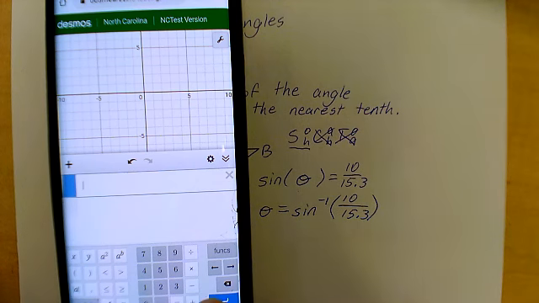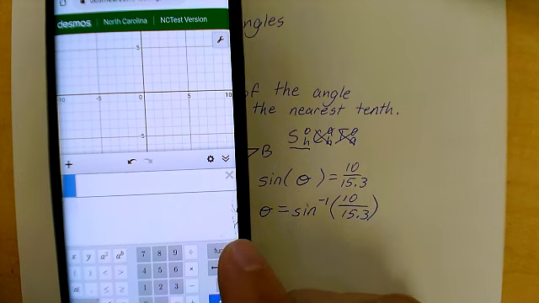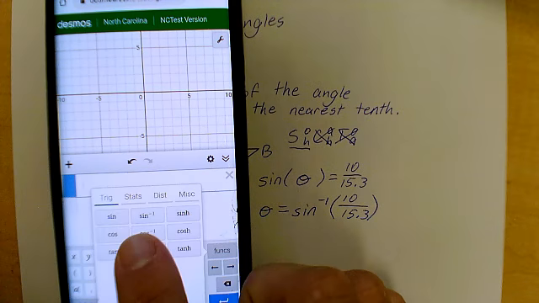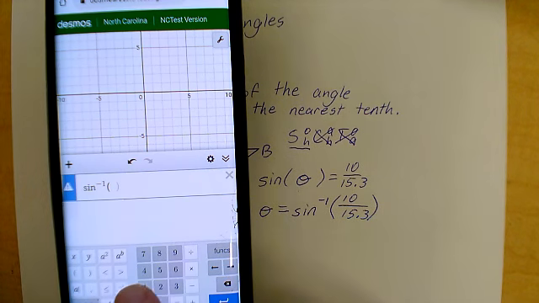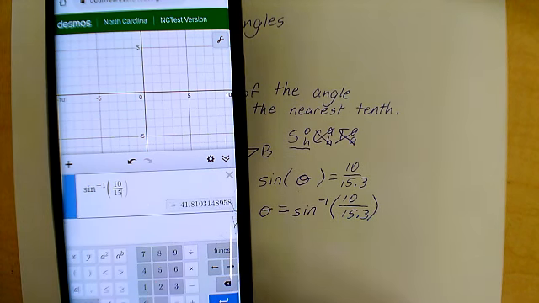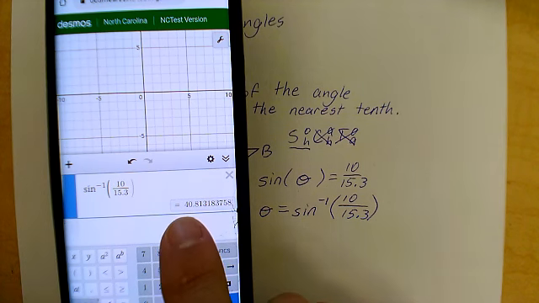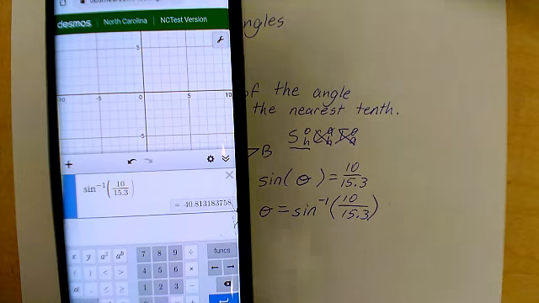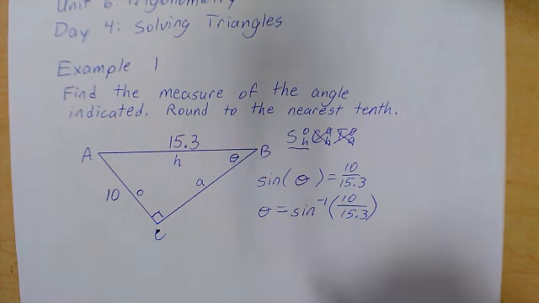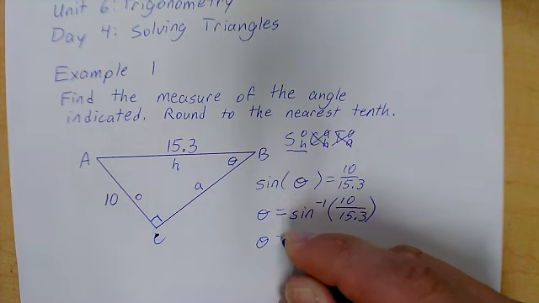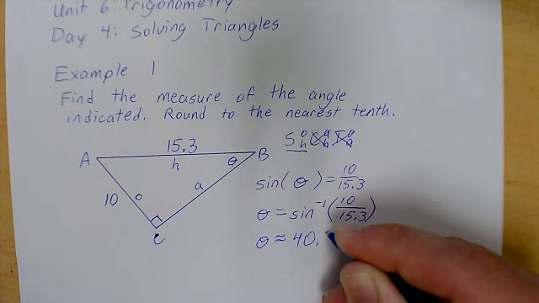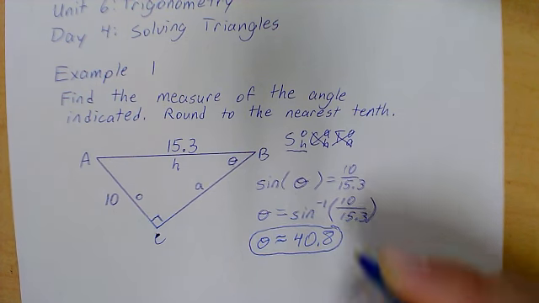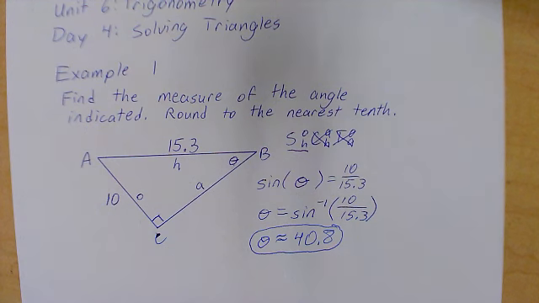Alright, you can see I grabbed my Desmos calculator. You can be using the Texas Instruments calculator. Just check your mode is in degrees. Here I'm going to tap on functions and then look at sine inverse and type in 10 divided by 15.3, and I'll get my final answer of 40.8 degrees to the nearest tenth. So that's my answer on this problem. And I'll put approximately. Alright, there's my answer and how I did it.